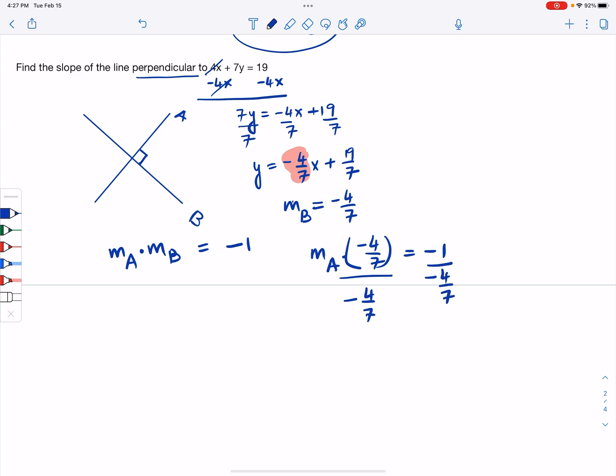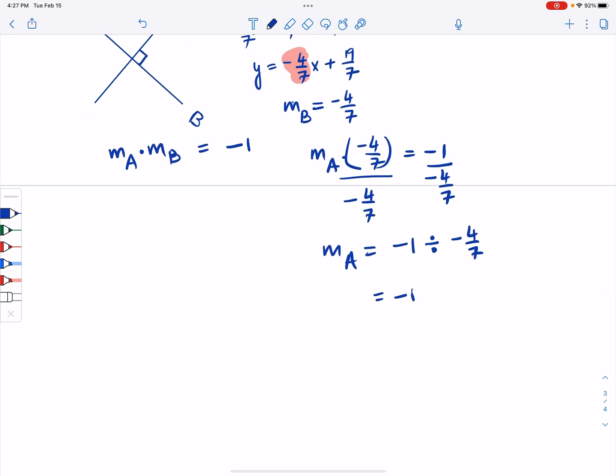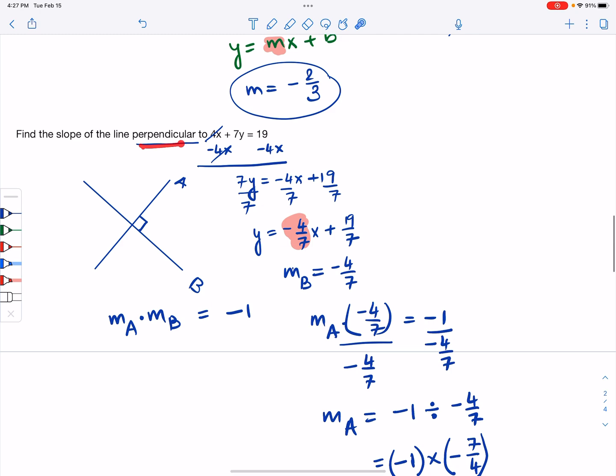Okay, so that gives me MA is equal to negative 1 divided by negative 4 over 7, which is equal to negative 1 times, remember, when you have a division sign, you change that to a multiplication, then you flip the fraction out here, right? Times negative 7 over 4, okay? And if you want to keep all the signs straight, just put them in parentheses so that way you're clear as to what's happening. The negatives multiply with each other to give you a positive. So that's a positive. And then the 1 multiplied with the 7 over 4 gives you 7 over 4. So that simplifies to 7 over 4. And that is the answer. That is the slope of the line perpendicular to this line.